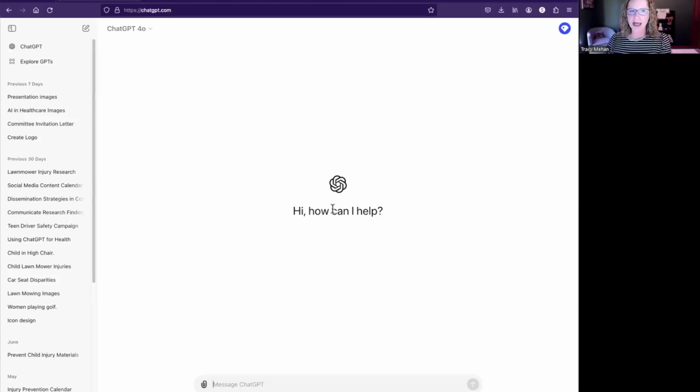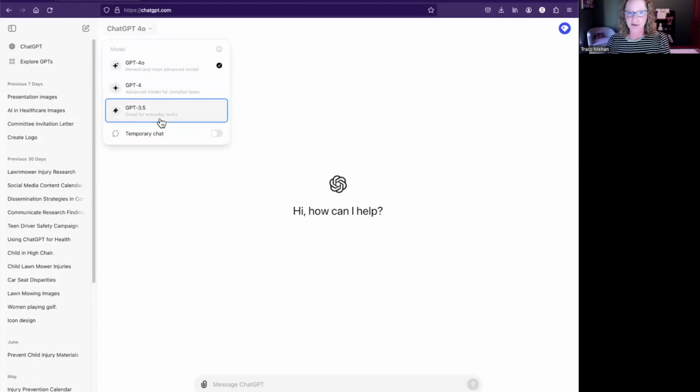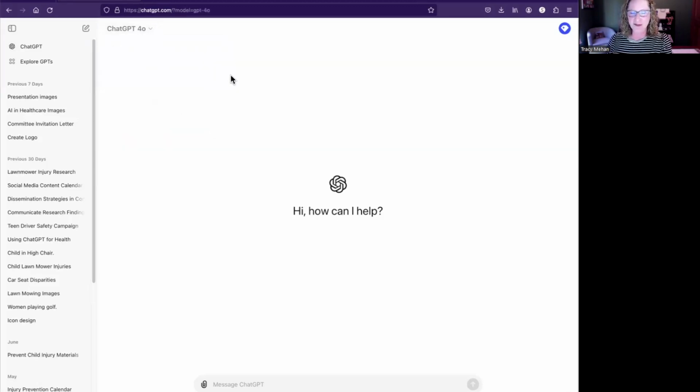And this is what ChatGPT looks like. Now, I am going to be using the paid version, which you can tell up here. It says the 4.0. You can actually change it to different things, so you can use it with the free version. Since we do pay for the paid version, I'm going to use it today because it allows us to do a few more things. And I will say in my personal experience, it is a lot better. So if you can get access, that would be great.